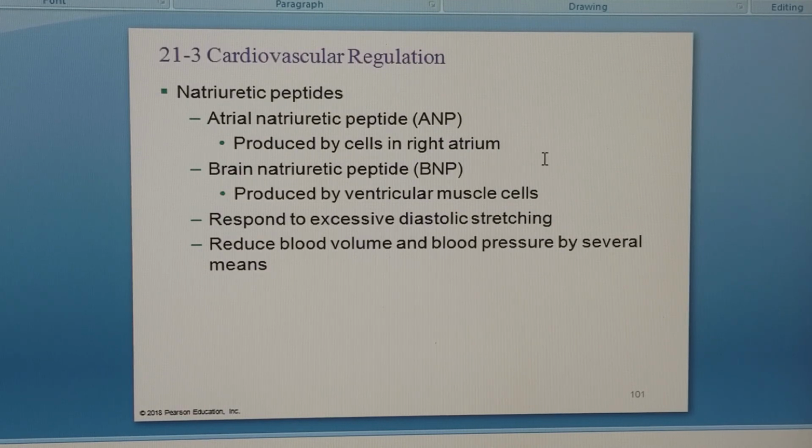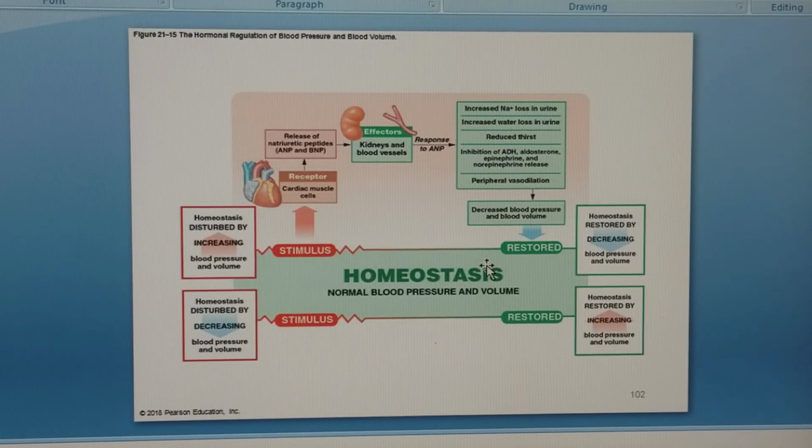Natriuretic peptides. We've discussed them in endocrine. We have two of them: the atrial natriuretic peptide, the ANP, produced by cells in the right atrium, and the brain natriuretic peptide, the BNP, produced by the ventricular muscle cells. They respond to excessive diastolic stretching and reduce blood volume and blood pressure by several means. So here we see the hormonal regulation of blood pressure and blood volume by way of BNP and ANP.